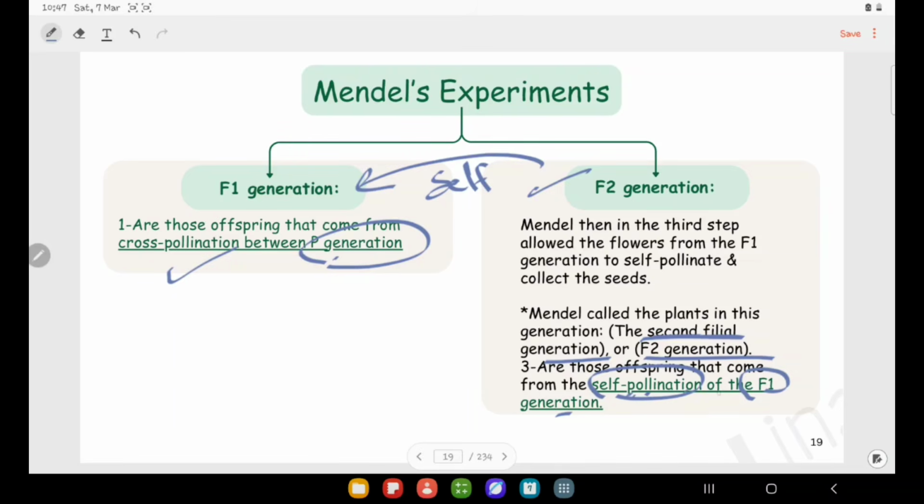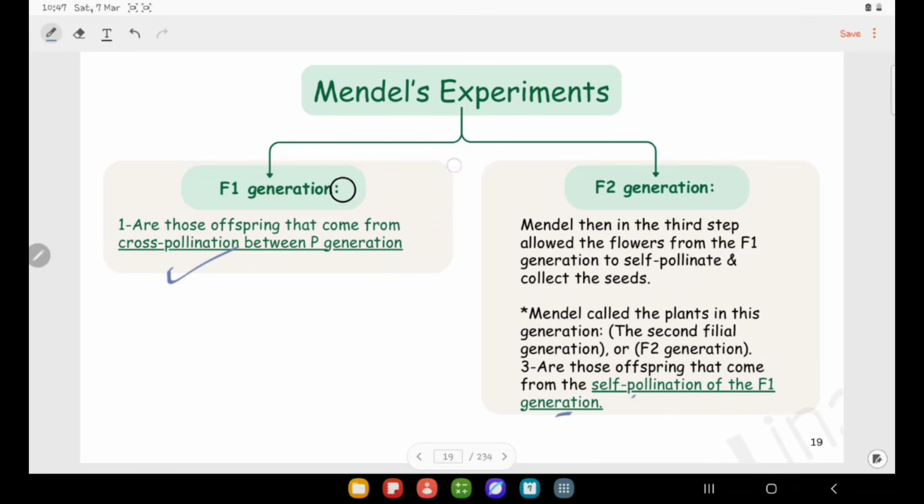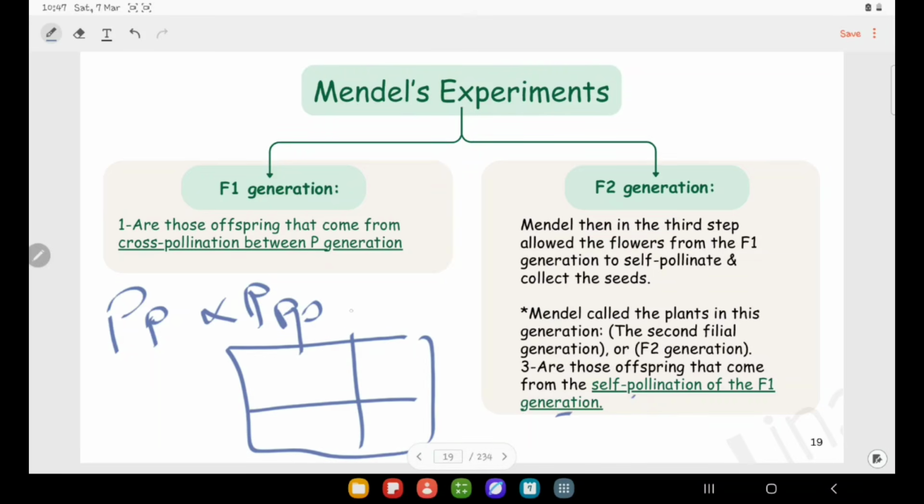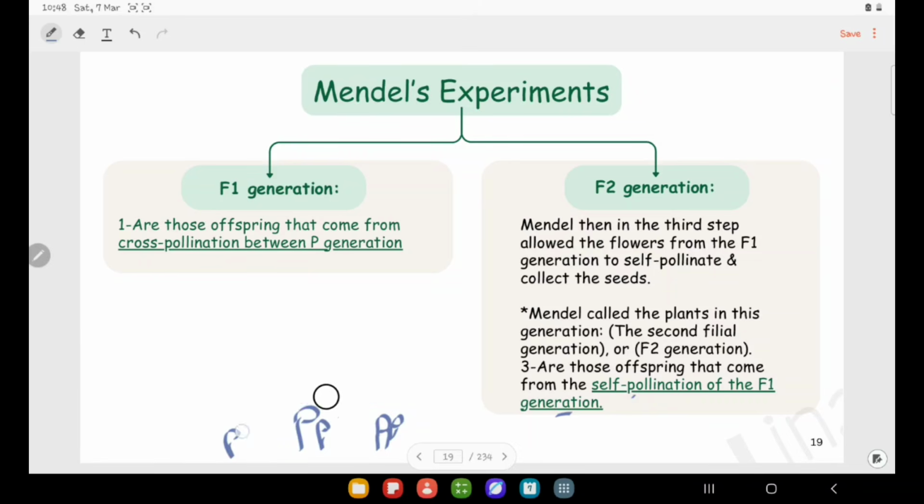Or we can say from self-pollination of parents that have the same trait, because we cross purple with purple, capital P small p with capital P small p. If we cross it with capital P small p, at that time you can see what? You can see how many different phenotypes you will get. One of them will be capital P capital P, which is purple. Two of them will be capital P small p, which are also purple. And one of them will be small p small p, which is white. So that's why we say three of them are purple, and one of them is white. Okay.